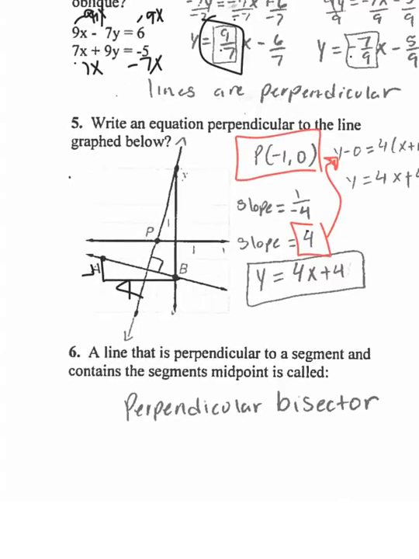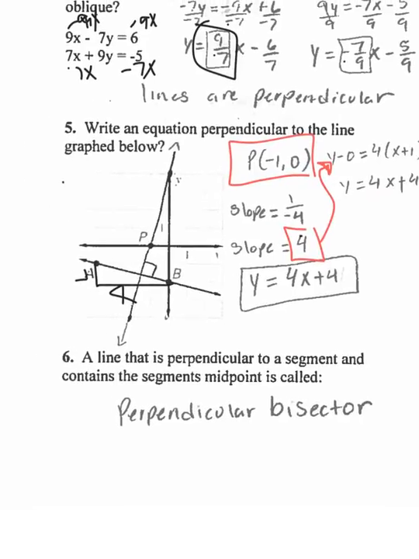6 was a simple definition, a line that is perpendicular and contains a segment's midpoint. Perpendicular bisector. Perpendicular, literally there. When you go through the segment midpoint, you cut it in half. That's why it's bisector.